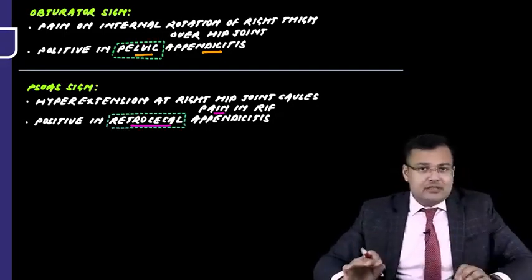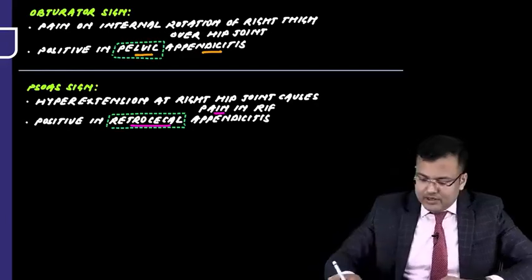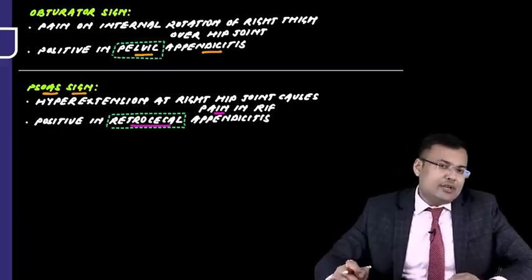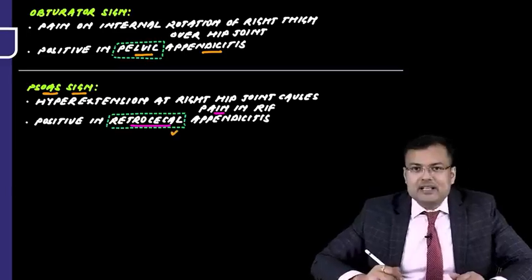So these are the signs which are frequently asked. Most characteristic sign, that is Rovsing sign. So what is the name of this sign? This is psoas sign. Hyperextension at right hip joint leads to pain in right iliac fossa. It is positive in retrocecal appendicitis.